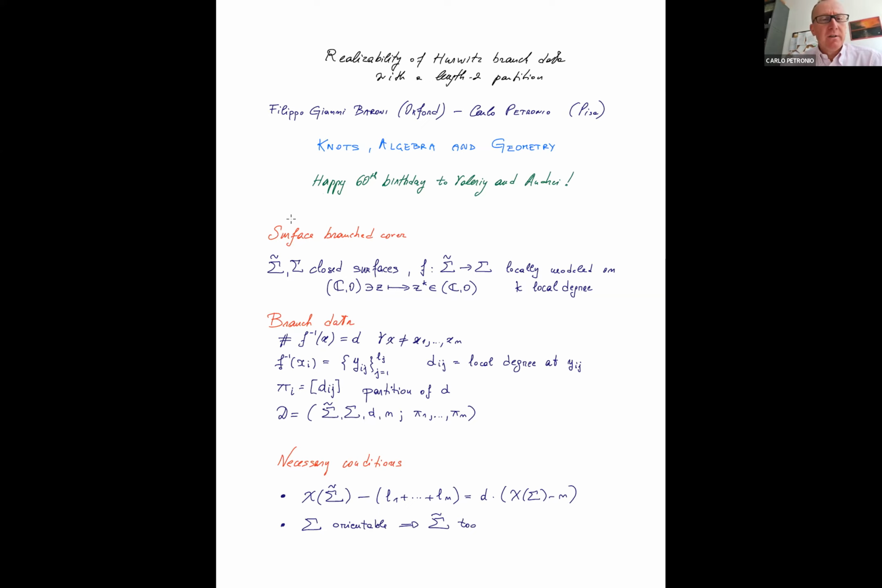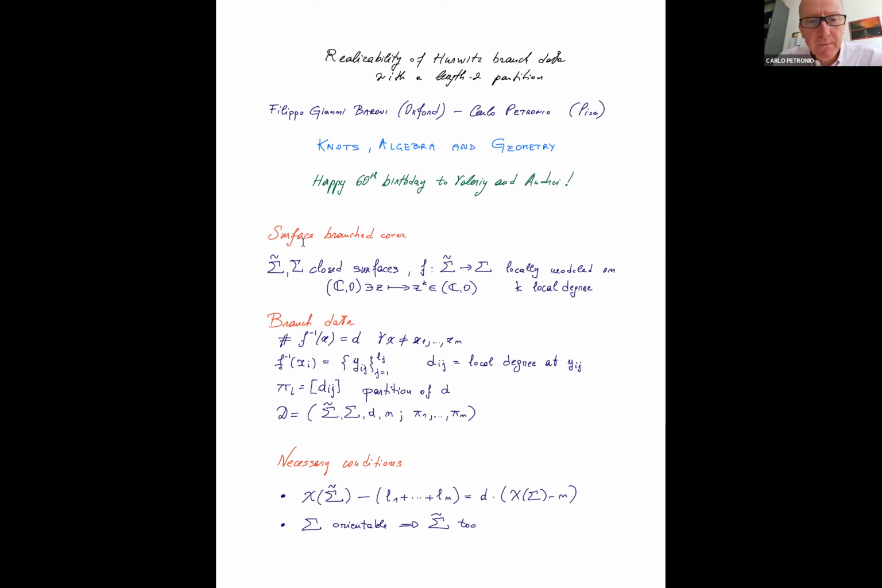Okay, so a surface branched cover: I take two closed surfaces, sigma twiddle and sigma, and a map that's locally modeled on a power z goes to z to the k in the complex plane. Generically k will be equal to 1, and if k is greater than 1, this will only happen at finitely many isolated points. Then the point is called the branching point, and k is called the local degree of the map at the point in the source. We call it a branching point both in the source and in the target, and it will never give problems.